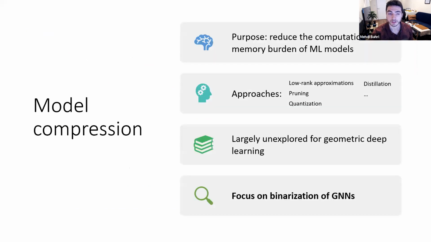Right. So first, a little bit about model compression. Model compression is the category of techniques that aim to reduce the computational and memory burden of machine learning models, often with the goal of speeding up inference on low power embedded devices, or to reduce energy consumption and increase throughput in the data center. Many approaches have been well studied for standard deep learning, like low rank approximations, pruning, distillation, quantization, and so on, of which binarization is a special case, but they remain largely unexplored for geometric deep learning. And in this work, we focus specifically on binarization for graph neural networks.